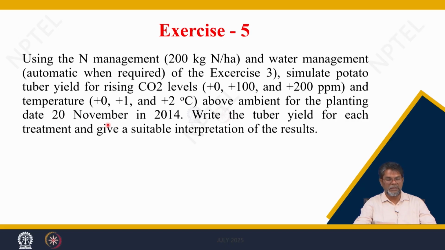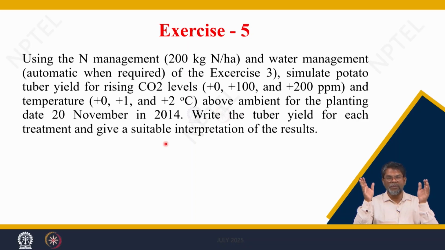This is a normal planting time; the normal planting window is around 20, 25 or 30 November. We have chosen one planting time, 20 November 2014. Write the tuber yield for each treatment and give a suitable interpretation of the results. The changes we are bringing are the environmental modifications, 3 CO2 levels and 3 temperature rises, while we fix the N management at 200 kg per hectare and the water management as irrigated.